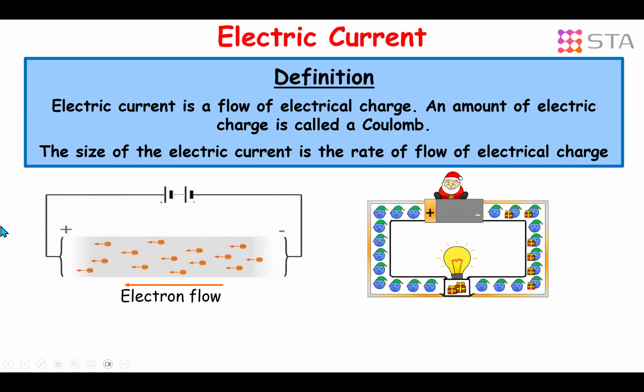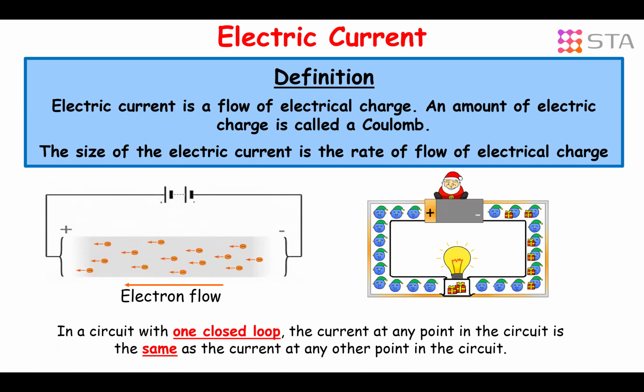So first of all, we're going to start off with the definition of electric current, and we're going to make sure, and this is very important, that we actually understand this. So here goes. Electric current is a flow of electrical charge. An amount of electric charge is called a coulomb. The size of the electric current is the rate of flow of electric charge. What does that actually mean?